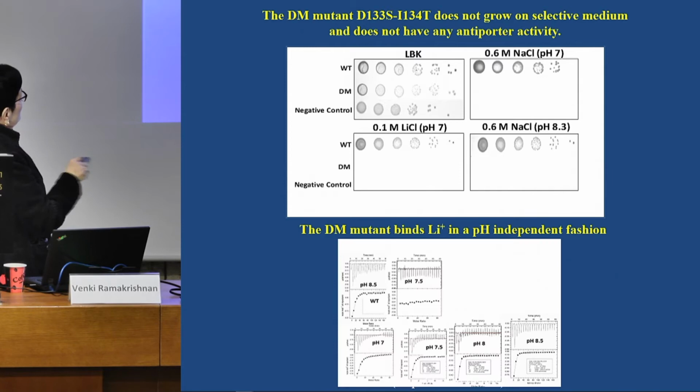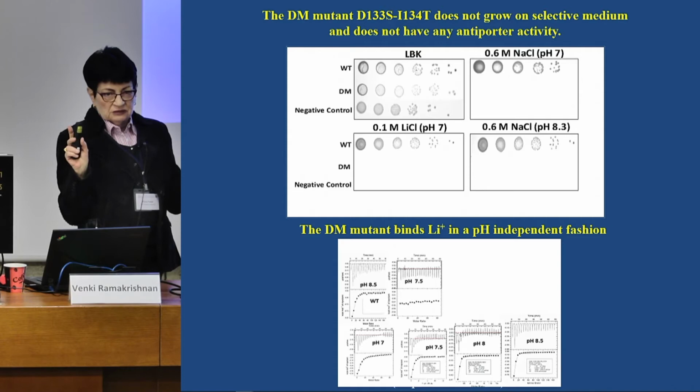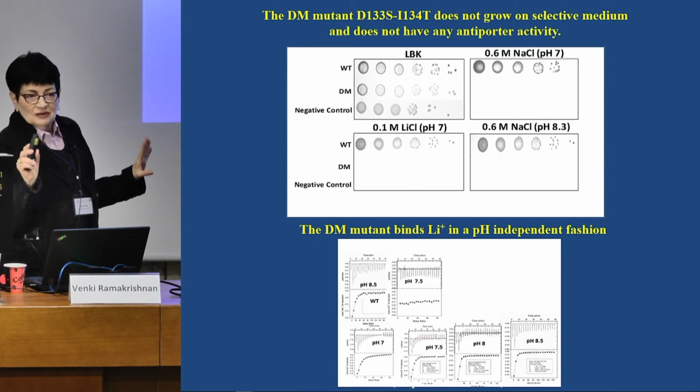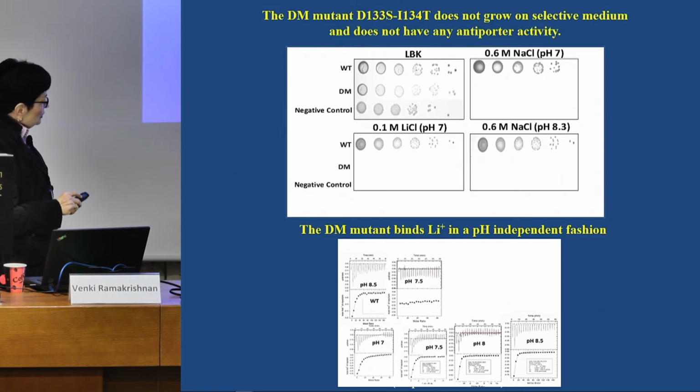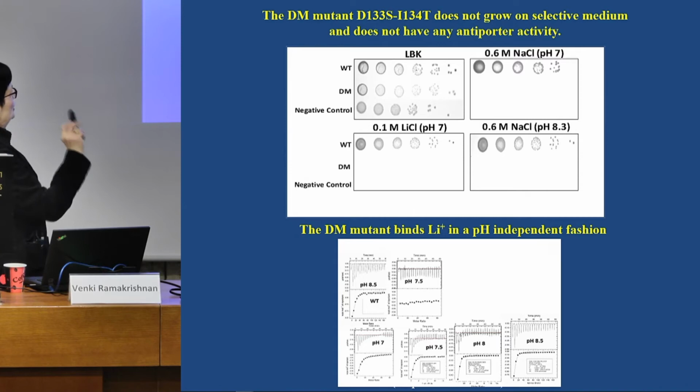Now, the DM mutant doesn't have any activity in proteoliposomes, any activity. But it binds lithium. And this is actually the first mutation that we have that doesn't function, but still it binds. And moreover, it is pH independent. So clearly we are in a great position to continue, and I don't want to spend more time on it.